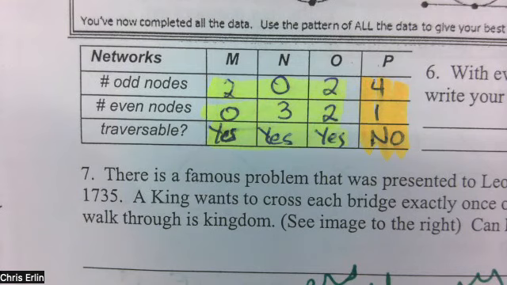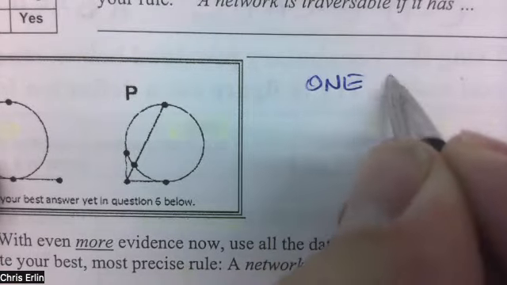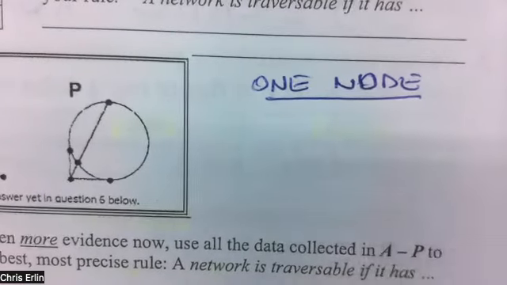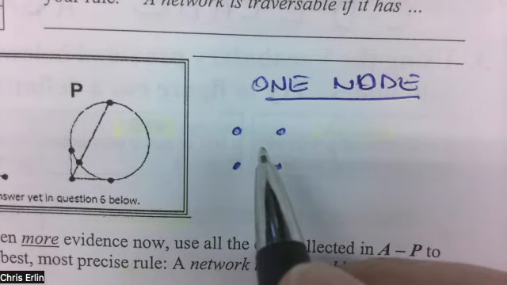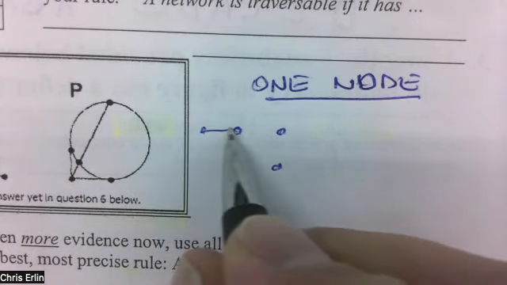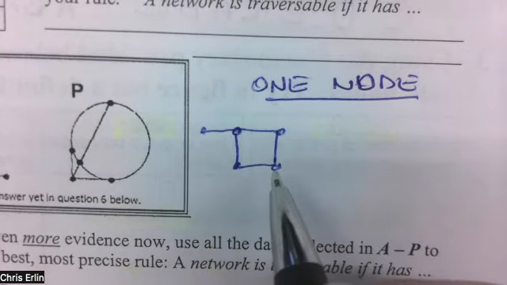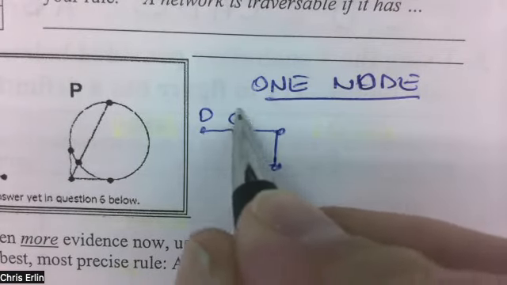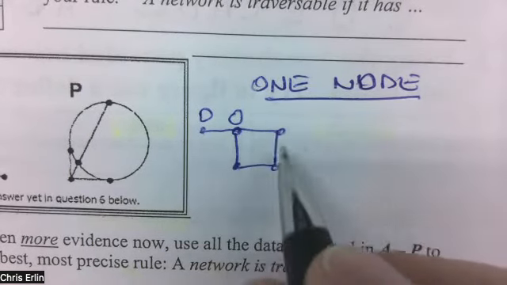All right, did somebody come up with a successful network with one odd node? No one? Max did? You want to go to the board and draw it for us, Max, please? You guys agree that has one odd node? We agree this is an odd node? What's this one? Odd also. Okay, go ahead.